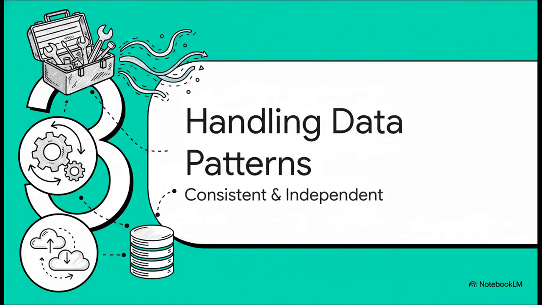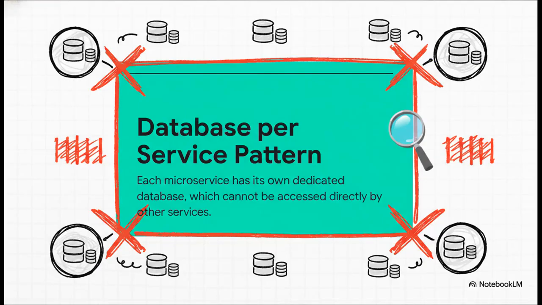Well, the first set of tools in our toolkit tackles one of the toughest challenges in any distributed system: managing the data. How do you keep your information consistent across a whole bunch of services, while making sure each one stays truly independent? The foundational pattern here is called database per service. The rule is simple, but it is totally transformative. Every single microservice is the one and only owner of its own database. No other service can reach in and touch that data directly. Now that might sound basic, but that's the core idea that gives us true independence between services.